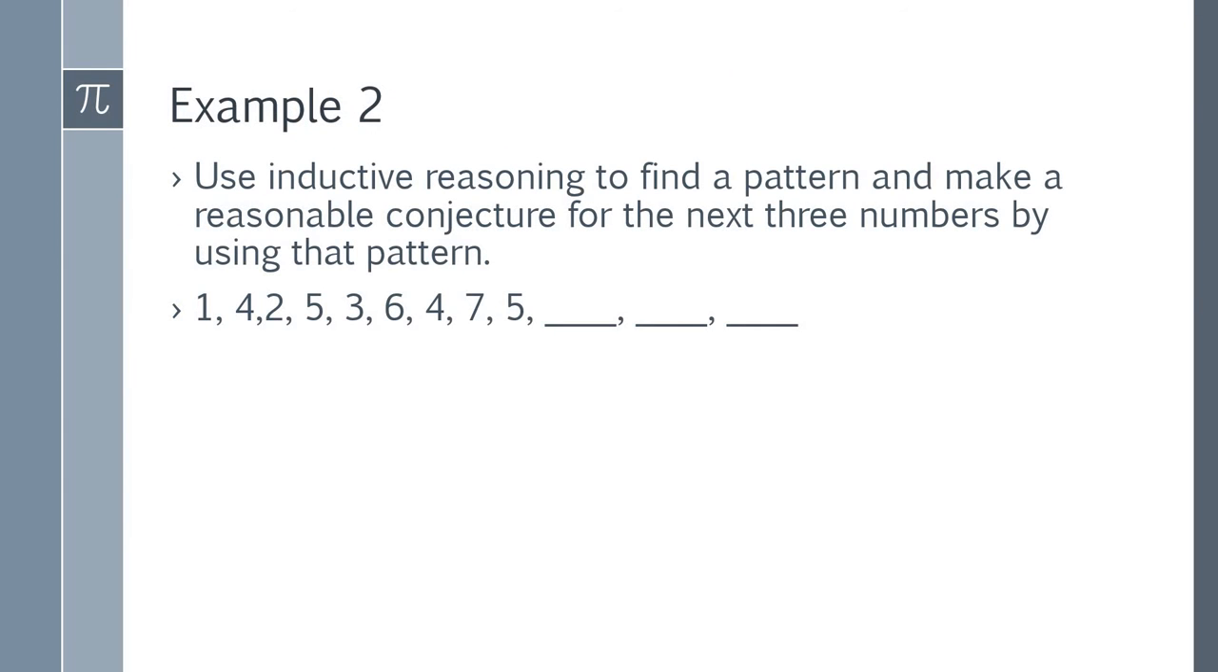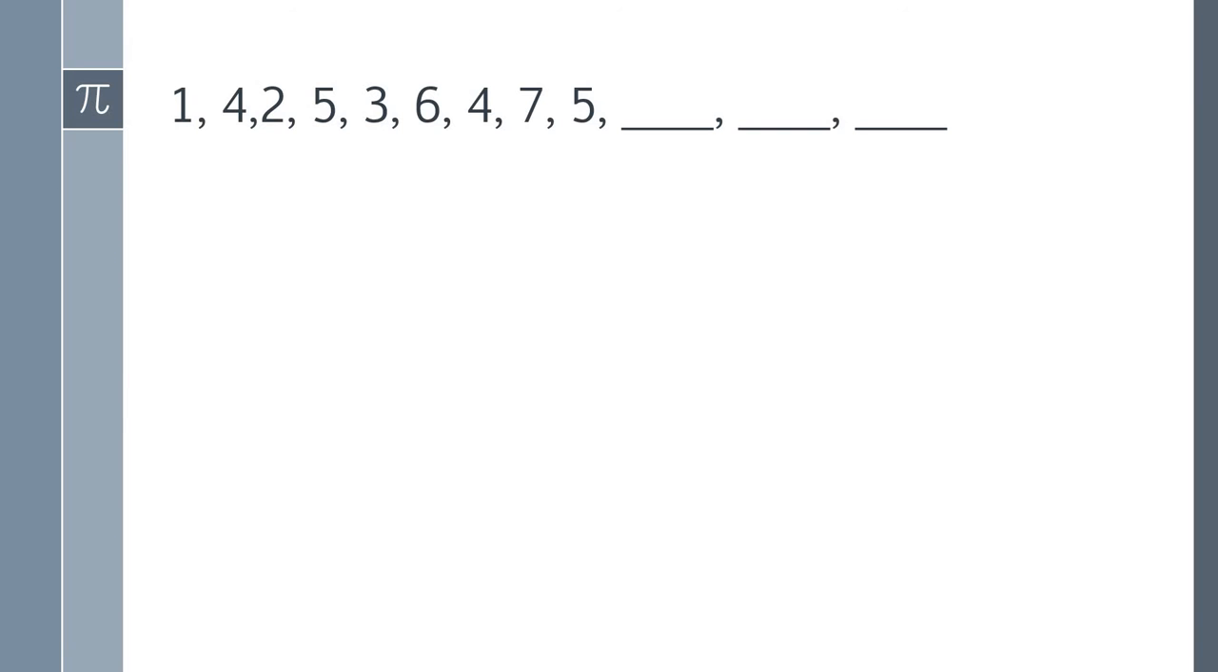So we have now example 2. You use again inductive reasoning to find the pattern and make a reasonable conjecture for the next 3 numbers by using that pattern. So let's try to see if our pattern is similar to the first one or is it not. So let's try and see. These are our given numbers: 1, 4, 2, 5, 3, 6, 4, 7, 5.